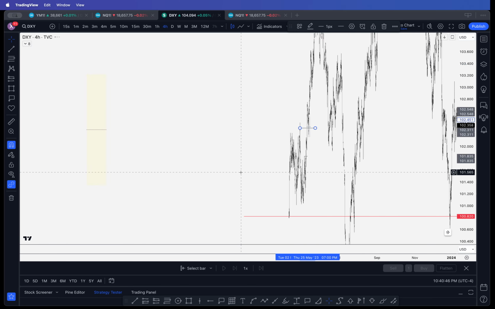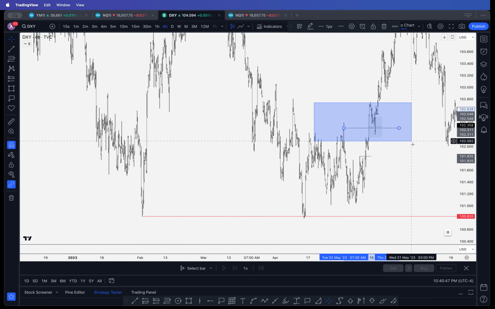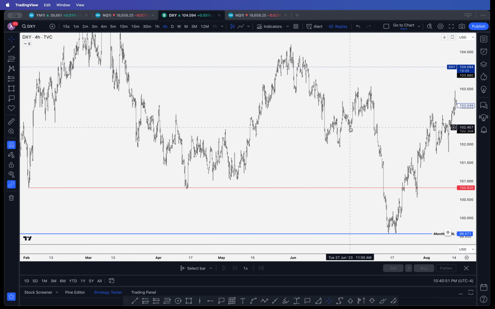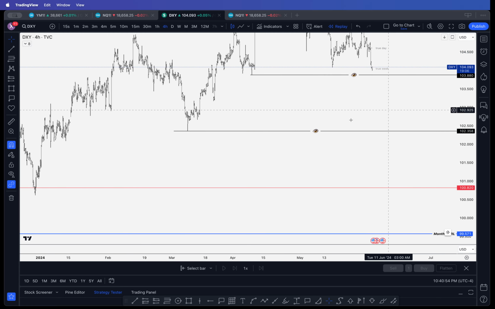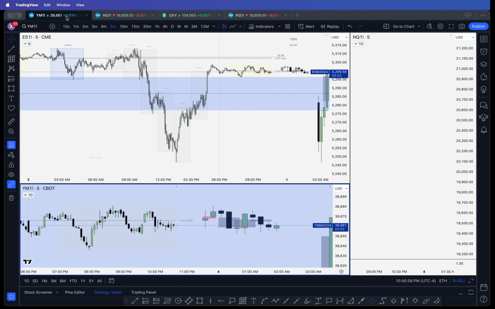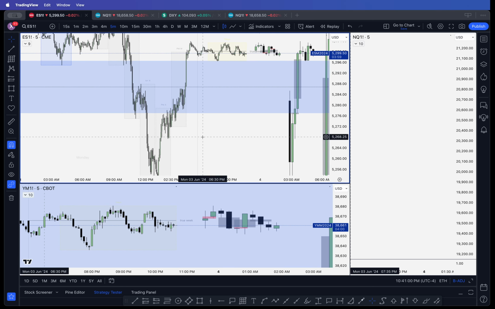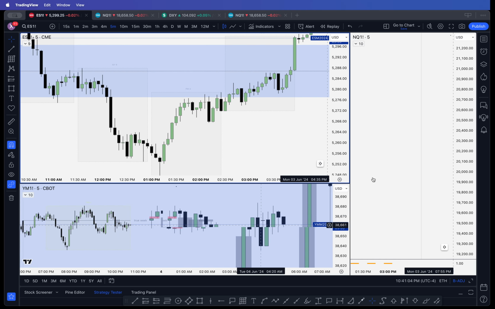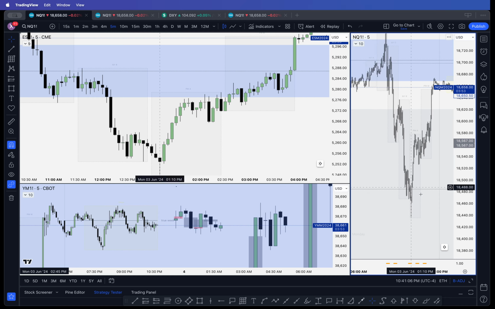So that's what I want to teach you guys with respect to double purge. I want you to use it as a confluence for consolidated ranges and how price will leave them. Let's hop into the last concept, which is going to be market maker models or swing points, the idea of CRT. Before I do that, I just want to show you another example here today on the ES.